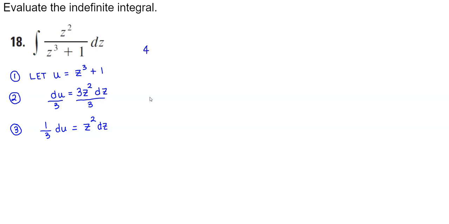So let's take a look at step number 4. We're going to go ahead and rewrite this question, and we have 1 over z cubed plus 1 times, I'm just going to write the z squared being multiplied by dz because that means the same thing. We're just using the commutative property of multiplication, and then it allows us to see what we need to substitute. So let's go ahead and do the substitution.